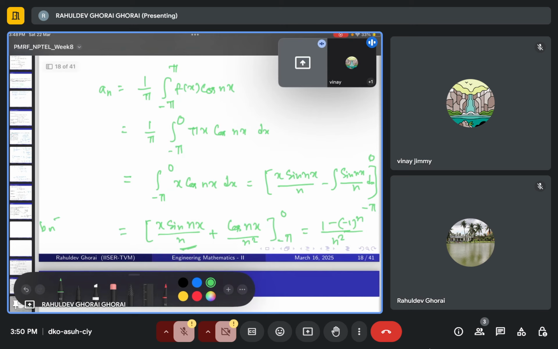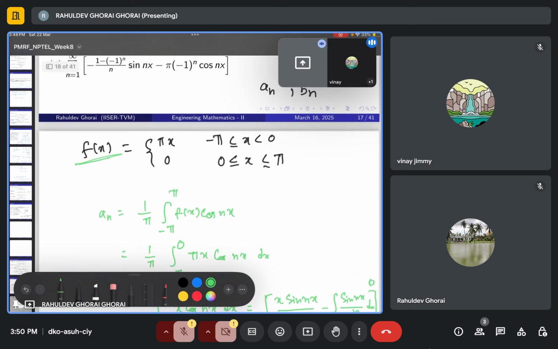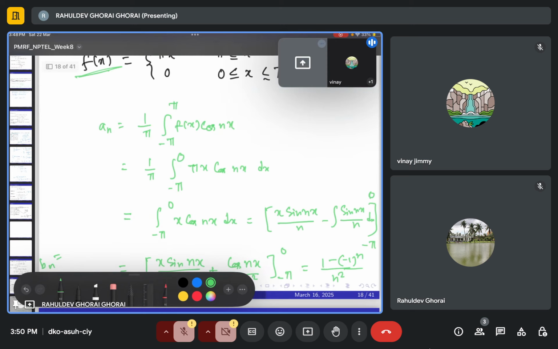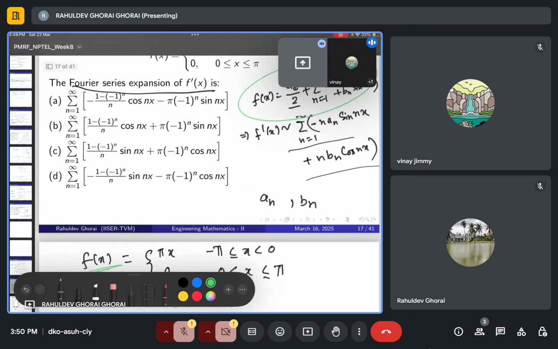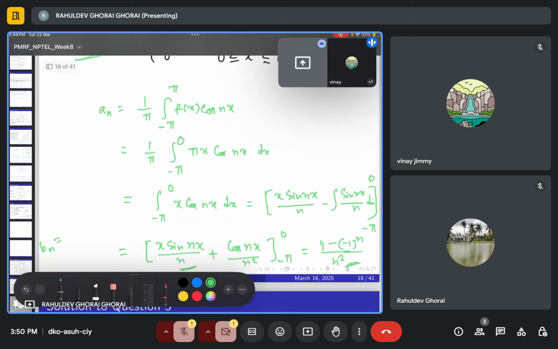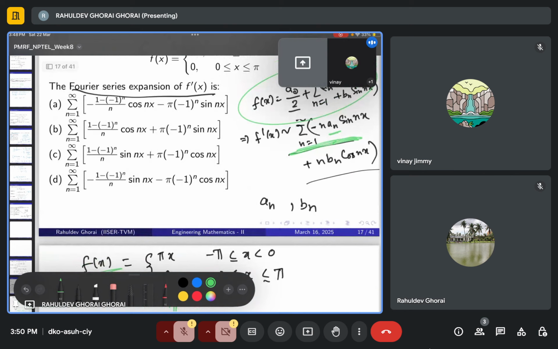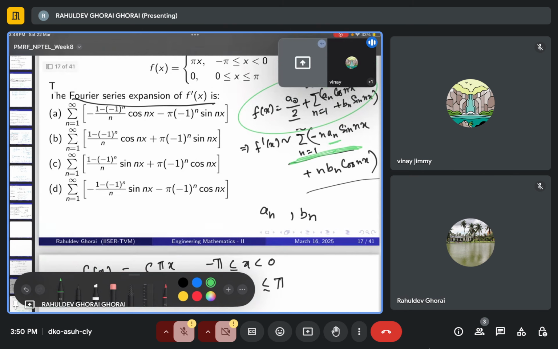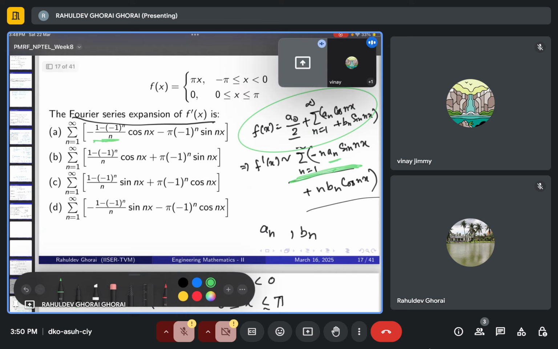Similarly you can find out bn using the Fourier series of fx. Once you know an and bn, you put them in this formula for f prime x. The first term will be minus n times the an value. So 1 minus 1 will be n over n, negative of that will be the first term. But this term should come with sin nx. I mean, option D should be correct. All other options you can just discard, even with one value of n, right?